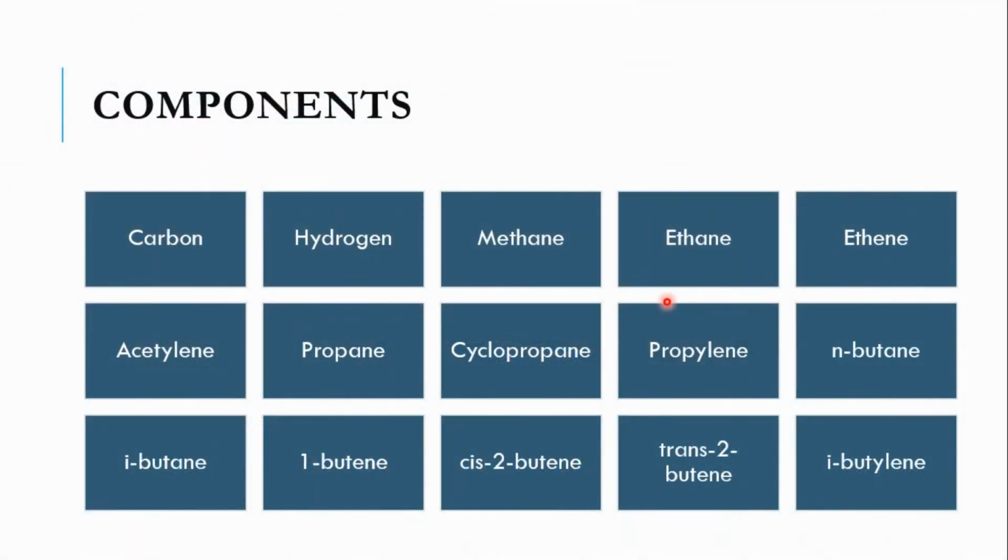The first step is selecting all potential hydrocarbon species that may form during the equilibrium calculations. So along with the carbon and hydrogen, we will include methane, ethane, ethene, acetylene, propane, cyclopropane, propylene, butane, isobutane, 1-butene, cis-2-butene, trans-2-butene, isobutylene. Including multiple species gives the Gibbs reactor the freedom to determine the most thermodynamically favorable distribution of products.